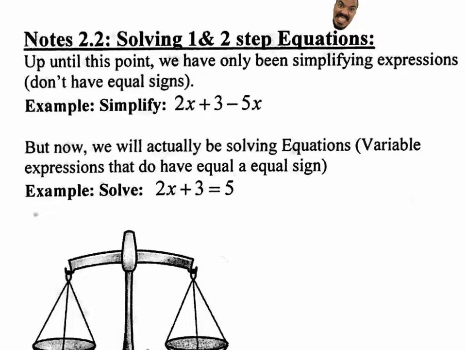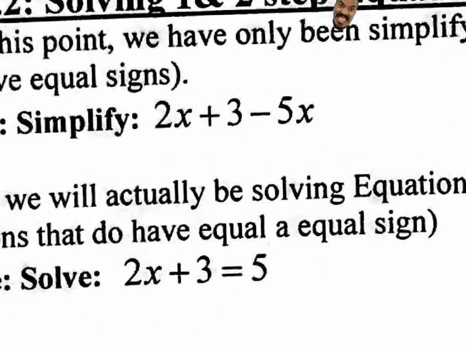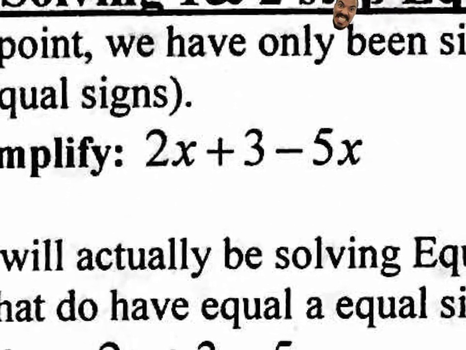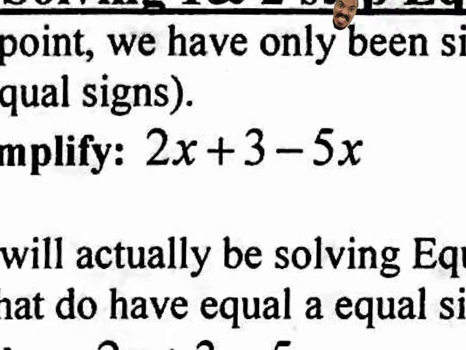So up until this point, we've only been simplifying expressions. What does it mean to simplify? To make it more simple. And we've learned that we could simplify doing 2 different things: distributive property and combining like terms. And here's an example of that. We're going to simplify 2x plus 3 minus 5x. We can't distribute, but we could combine like terms. We could combine this 2x with this minus 5x.